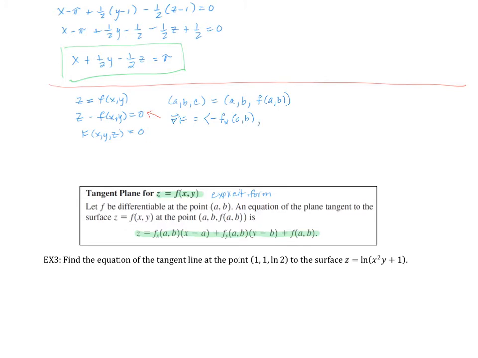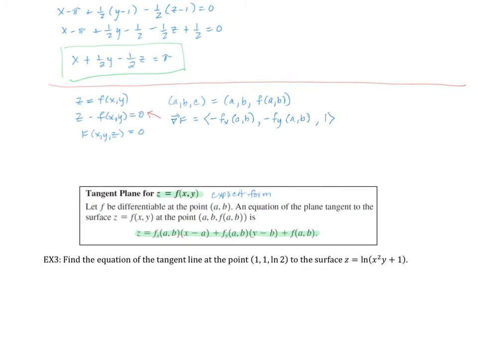Partial with respect to y would be negative function partial with respect to y evaluated at the point (a, b). And then when we take the partial derivative with respect to z, it's just 1 because our function f of x, y does not have a z value in it. So this is our gradient vector, and we have our point (a, b, f(a, b)).